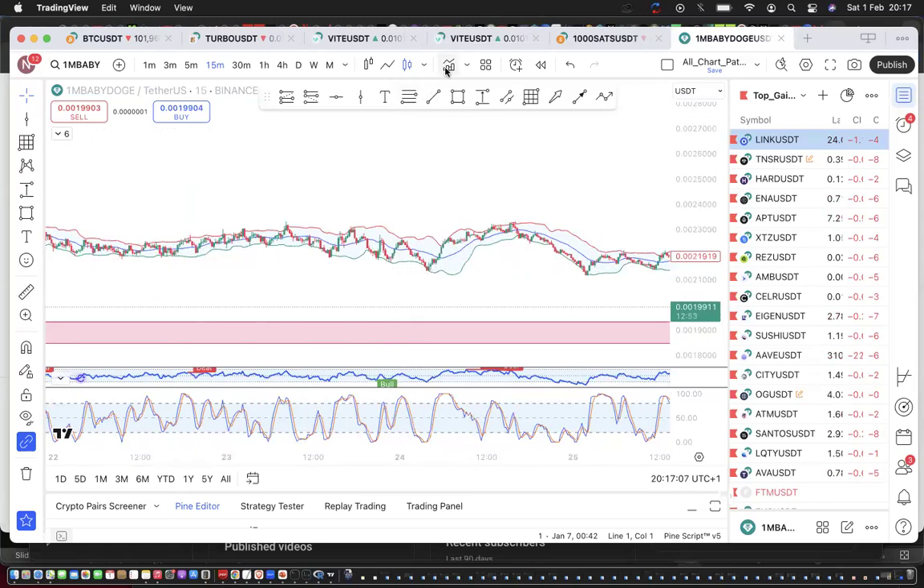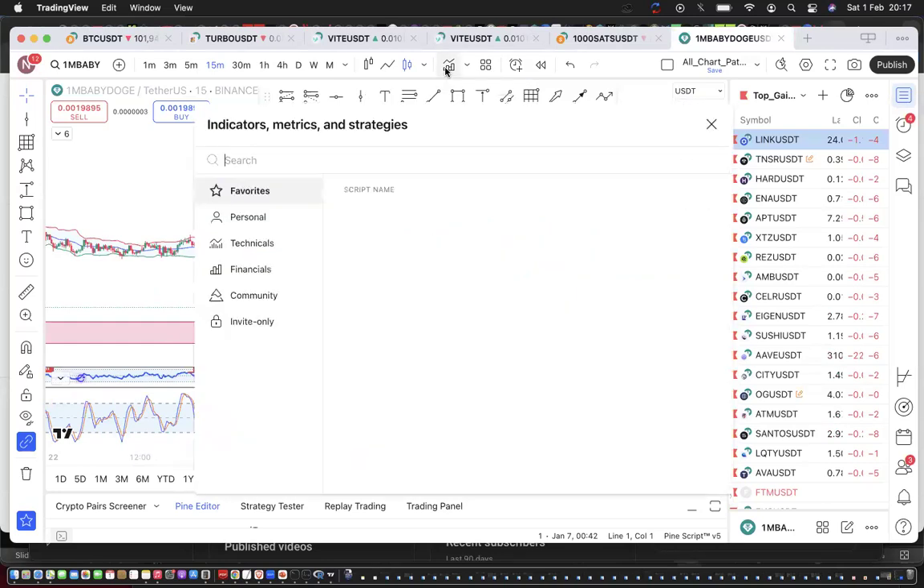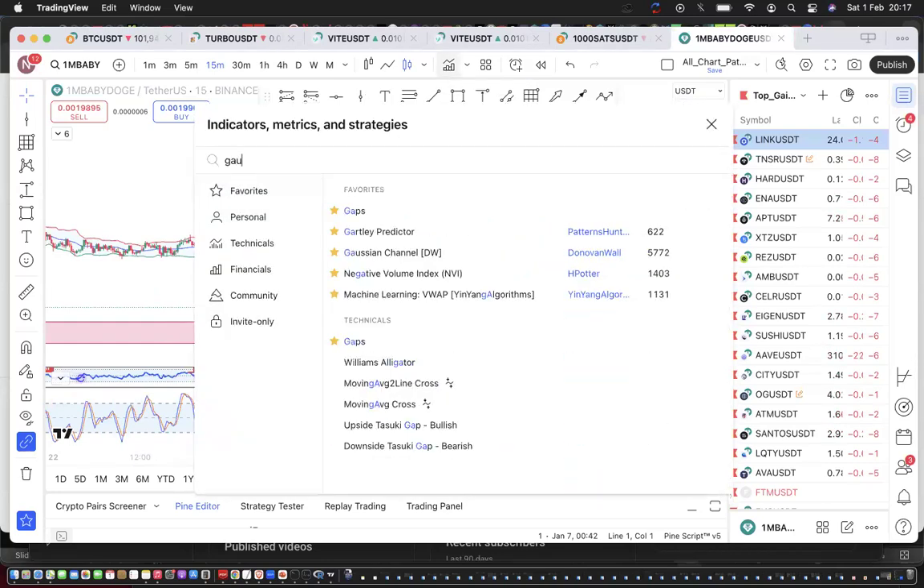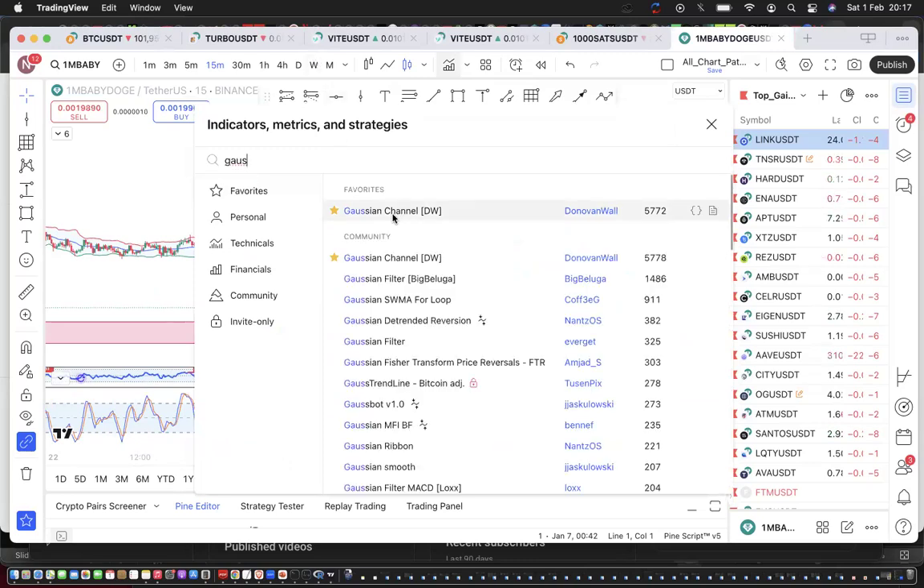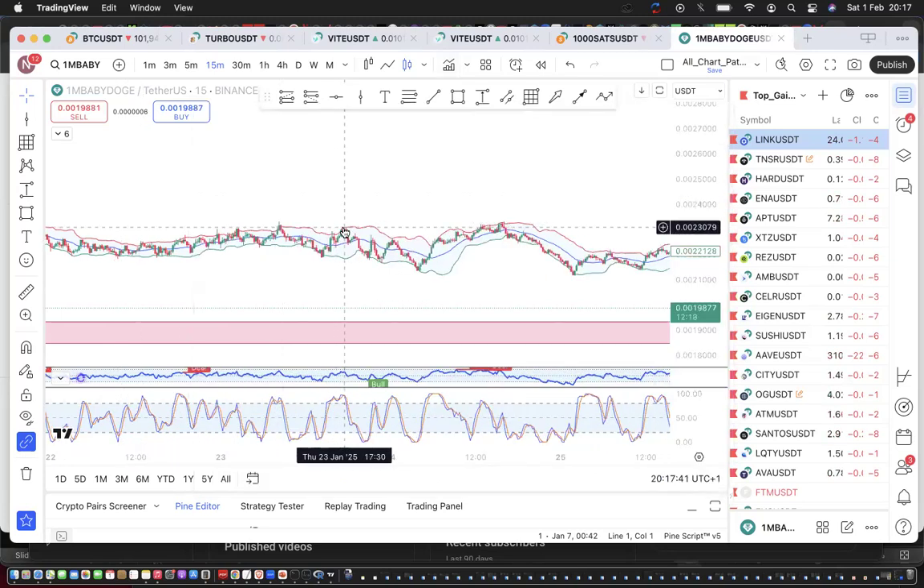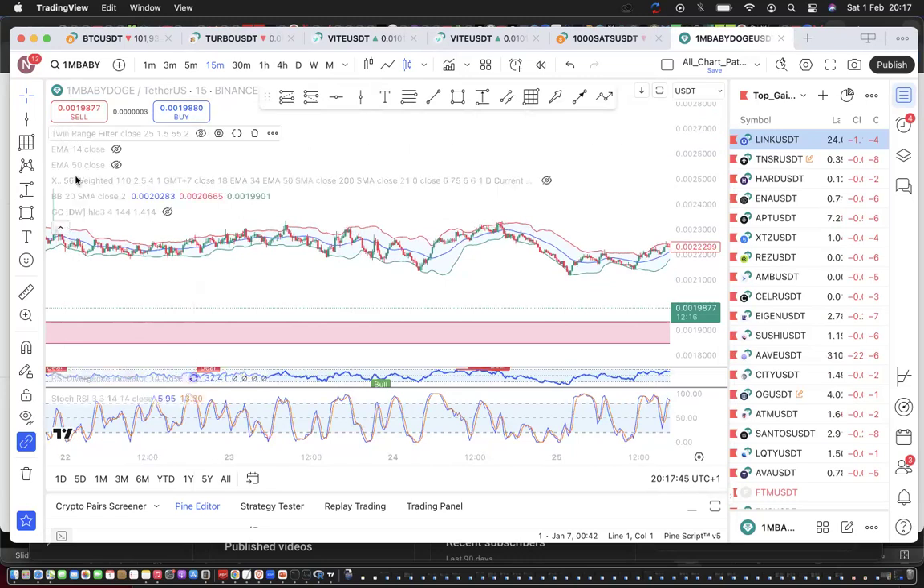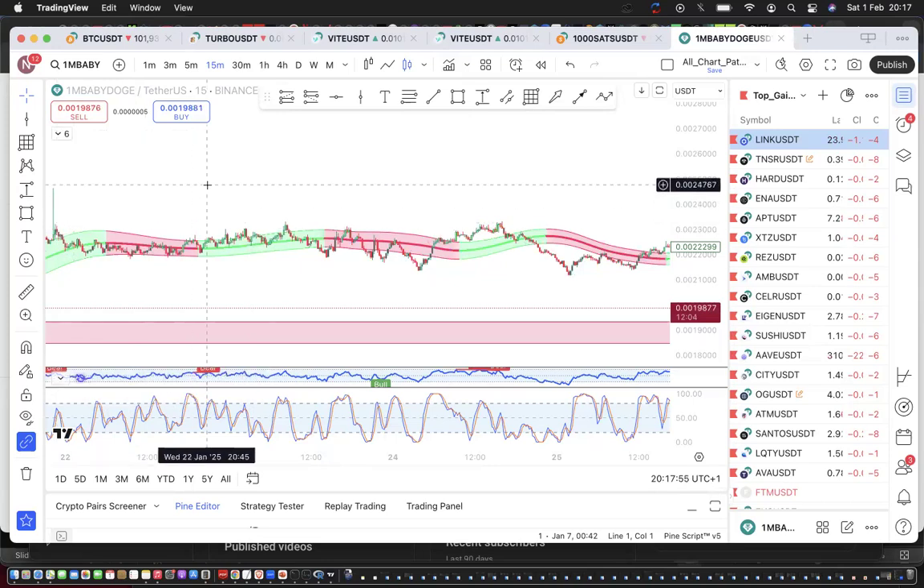But the tool I want you to add to your trading career now, some of you might know it already, is the Gaussian channel. Just use the Gaussian channel. I think it is by Donovan Wall or something. About 5,772 here. All right. So just click on Gaussian channel, DW. This one. Now, when you click on it, it will load up and you will see something like this. So that it doesn't confuse you, I'm going to turn off my Bollinger Band and open up only the Gaussian channel.